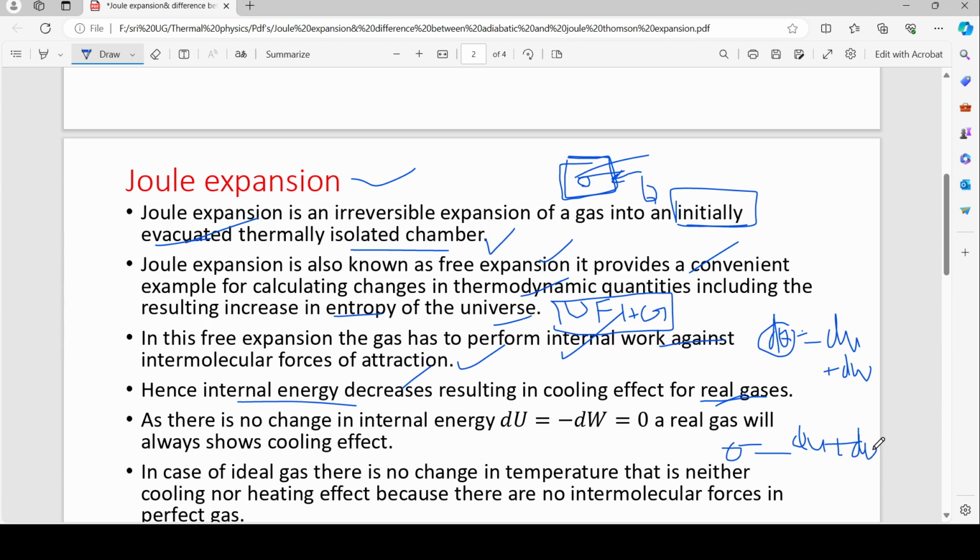If you bring this dW to this side, it is negative. So dU = -dW. And here there is no change in internal energy. Internal energy is constant, so its differentiation is 0, and dW is also 0. A real gas will always show a cooling effect.